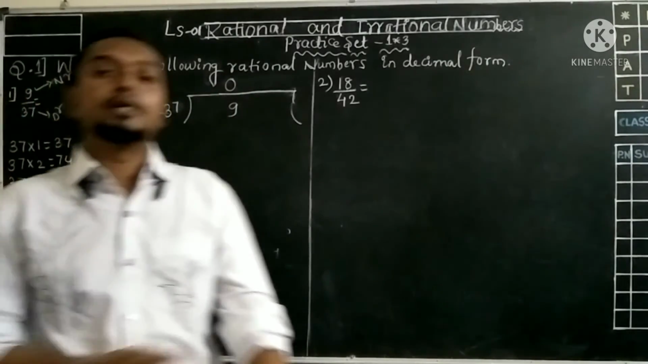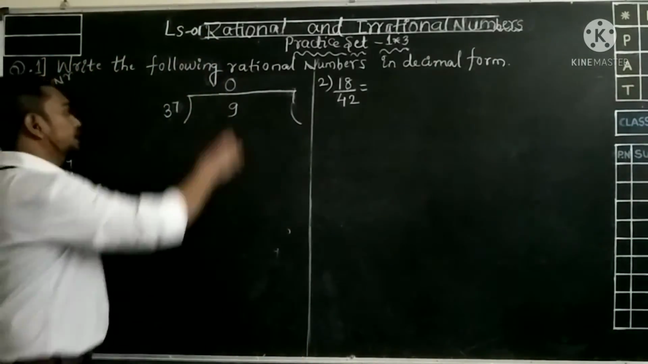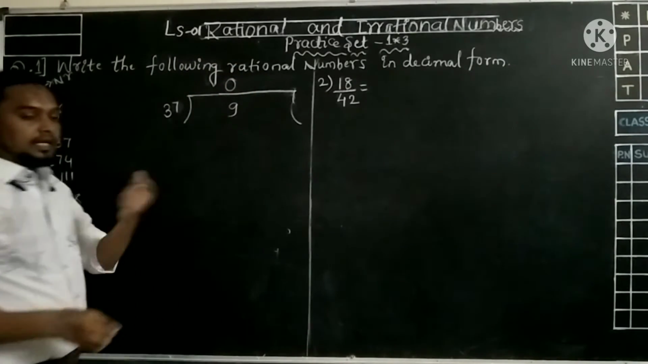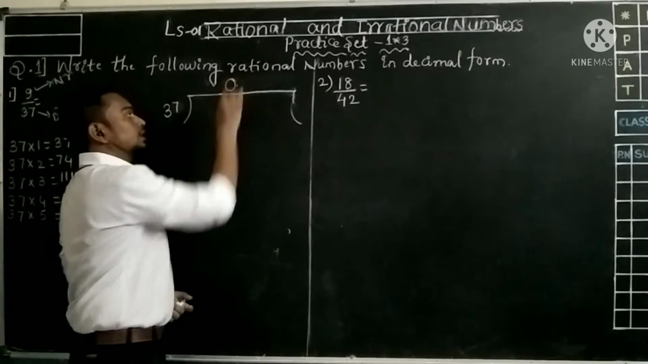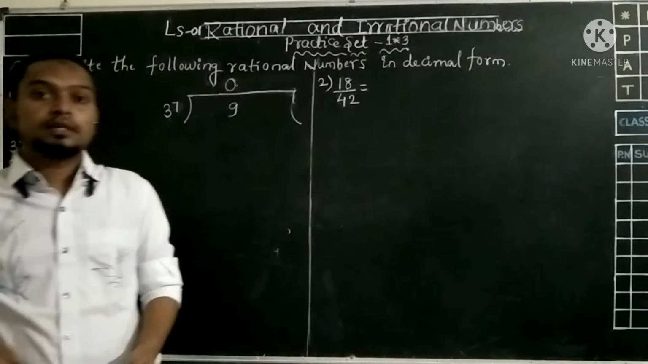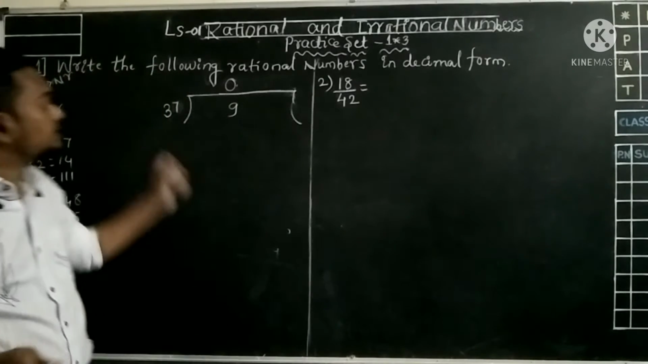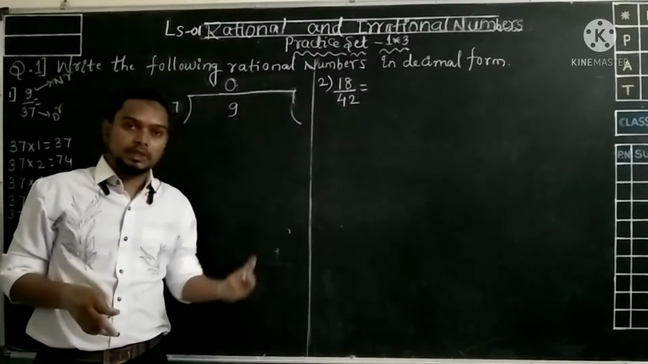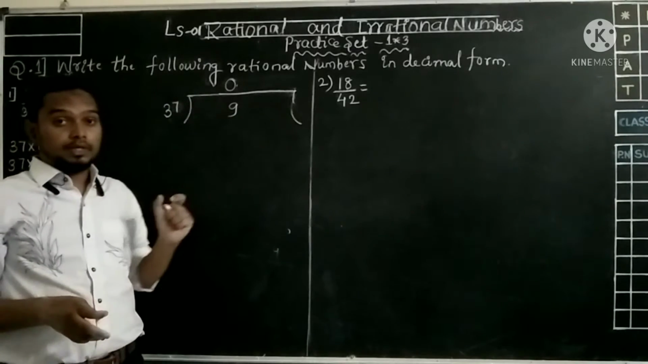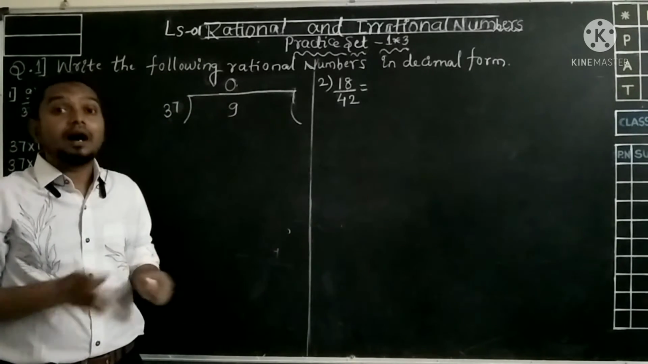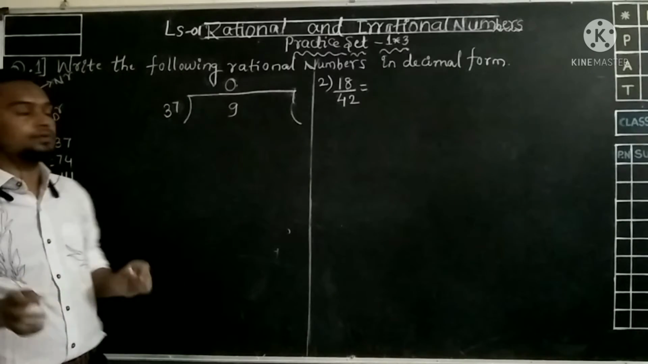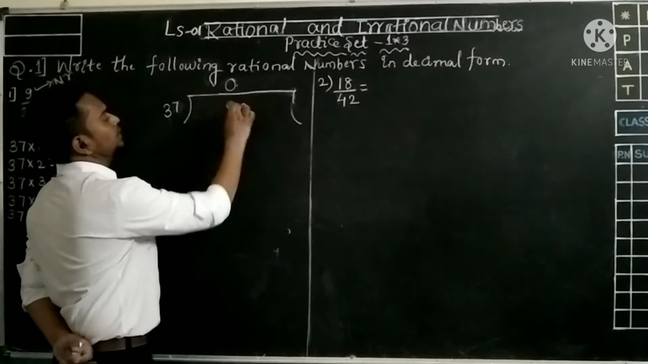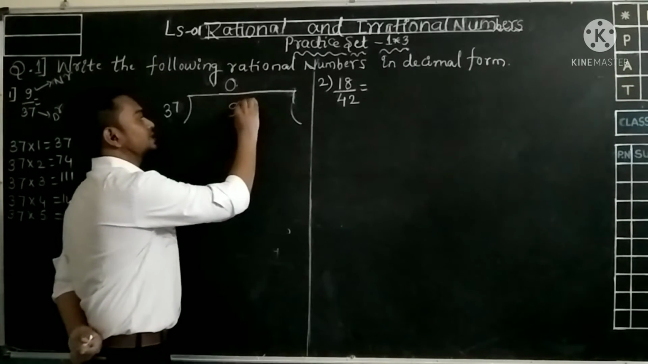First of all, we put the decimal point on the top. When we put a decimal point, we will take uncountable zeros. After 9, we will put one decimal point, that is 0.